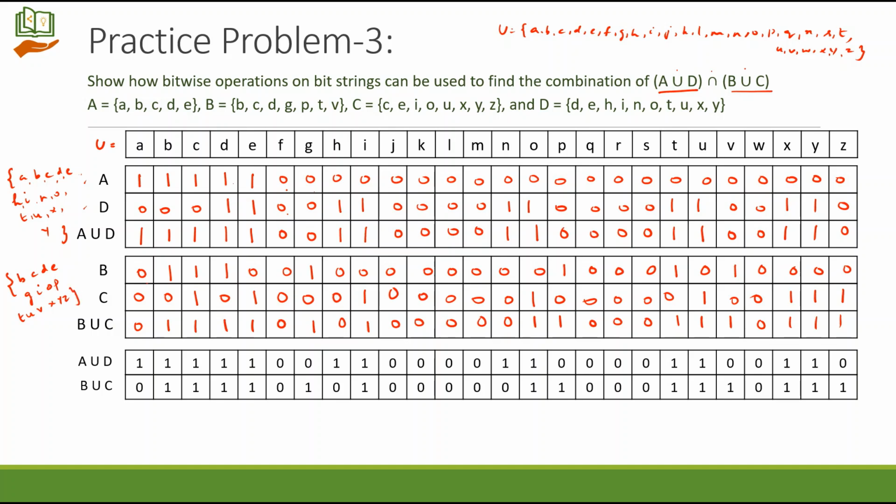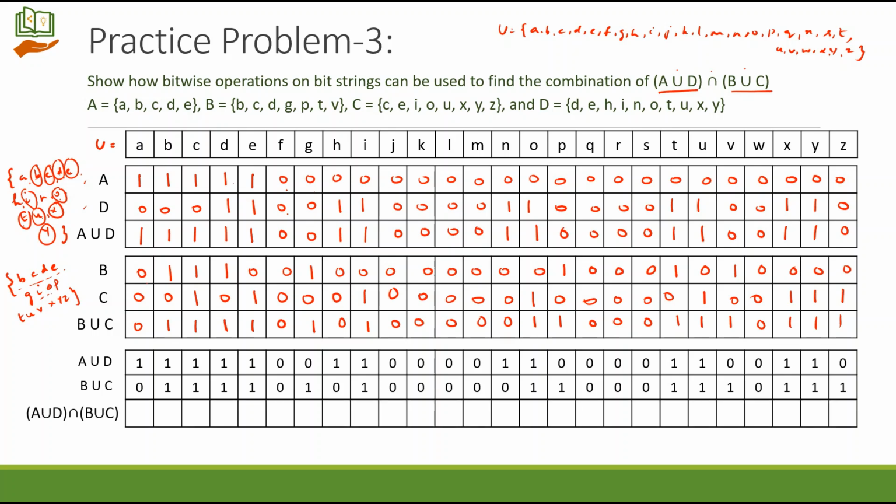So what are the intersecting points here? Just we'll see from A, B, C, D. We have B, C, D, E. Then we have I, O, T, U, then X, Y. So how many elements are there in common? 1, 2, 3, 4, 5, 6, 7, 8, 9, 10. Ten elements are there in common.